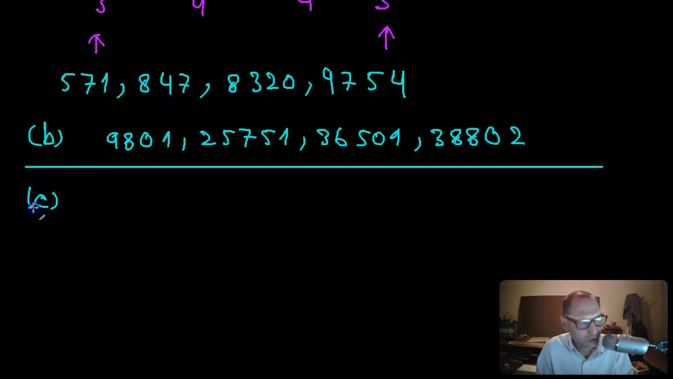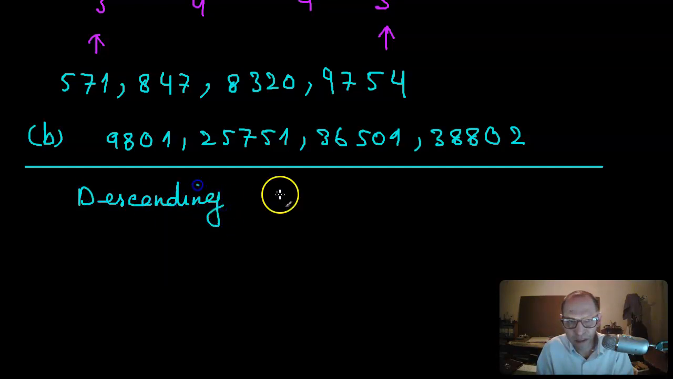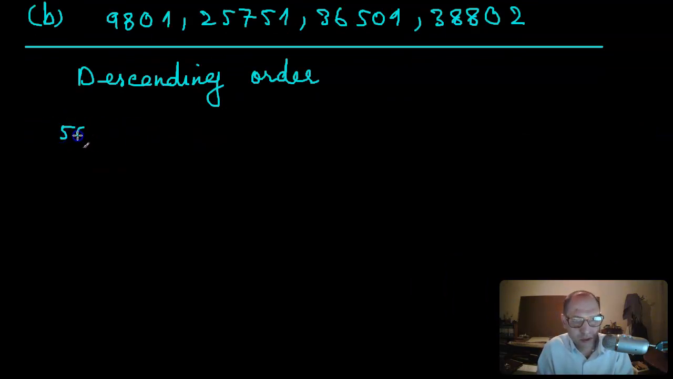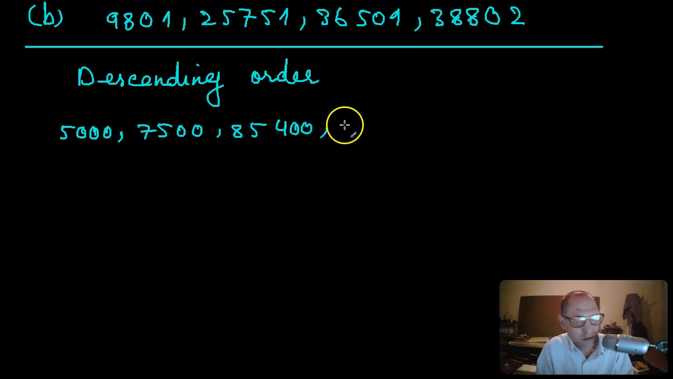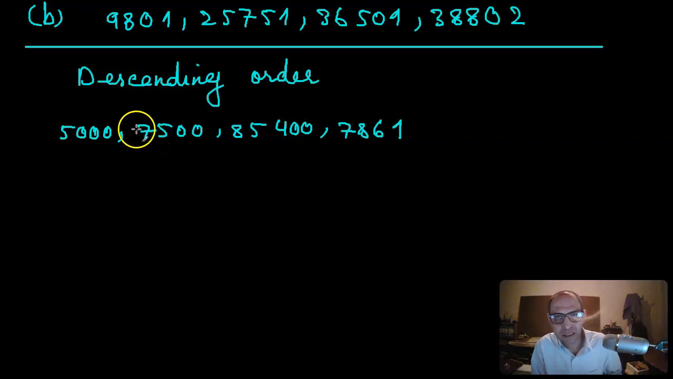Another example, I want to write another exercise: arrange the following numbers in descending order. In descending order. I will do one of them. So let's say that the numbers are 5,000 and 7,500 and 85,400 and 7,861, right? And I want to write this list in a descending order. Descending means starting from the largest number all the way down to the smallest number.